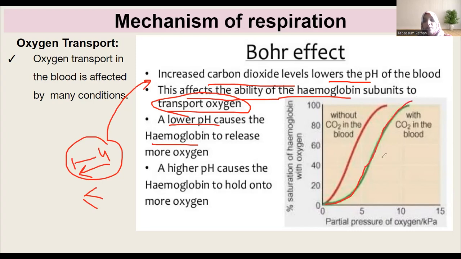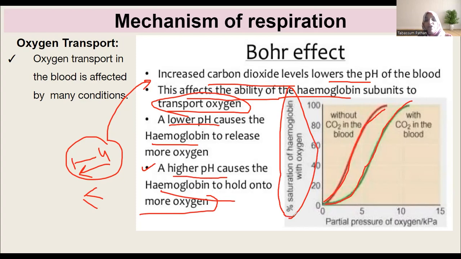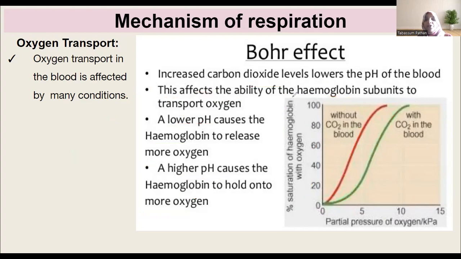This will be the partial pressure of oxygen. You can see this. And if there is more oxygen, meaning high pH, then hemoglobin will try to hold on to more oxygen, so it will result in this curve. The y-axis is telling you the percentage saturation of hemoglobin with oxygen. This percentage saturation is more when there is no carbon dioxide in the blood.